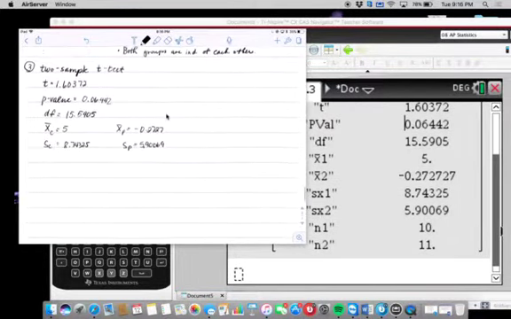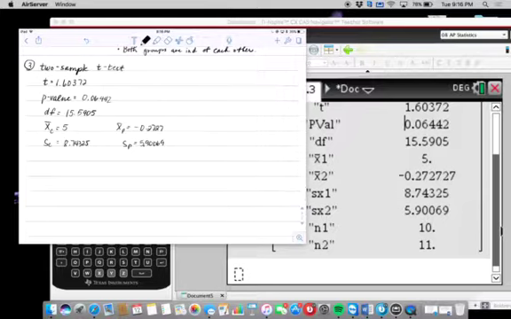Now, if you remember, what's going on here is that we're looking at a t-distribution with degrees of freedom equal to what we got, 15.5905. You got a t-value of 1.60 standard deviations above the mean, so it's going to be over here, 1.60372.